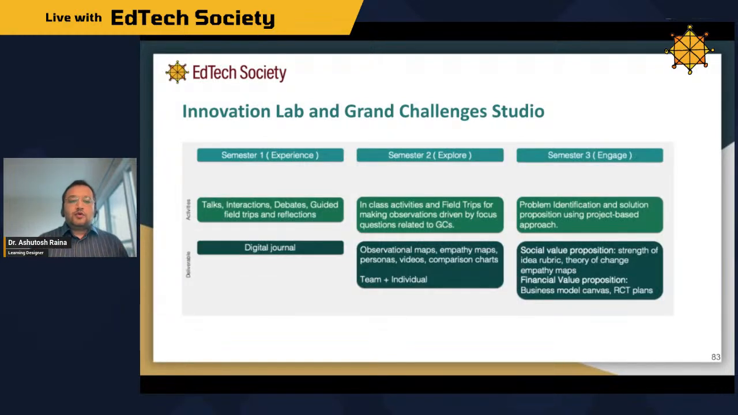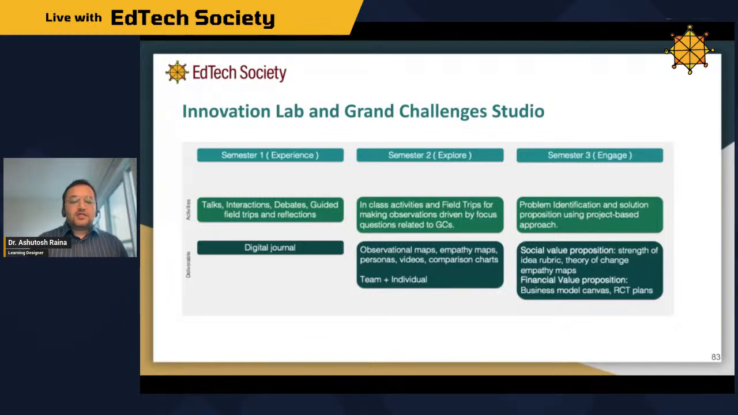Now I'll talk about what the first 3 semesters look like. Semester 1 is experience, explore, engage. Basically you are taken into different talks, you are a part of a lot of interactions, debates, you go on guided field trips, and you do reflections, and all of this is built around grand challenges. So, for example, water conservation: you go to different areas to see how water conservation is happening. You talk to different NGOs, and they come and talk about the efforts they are making.